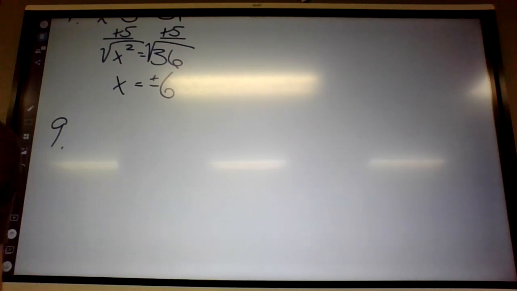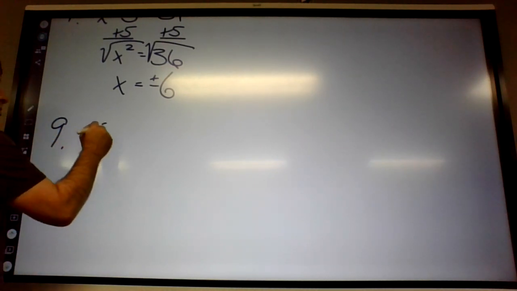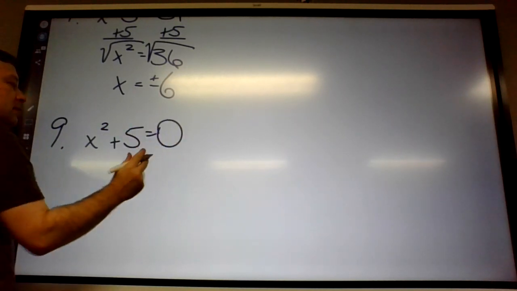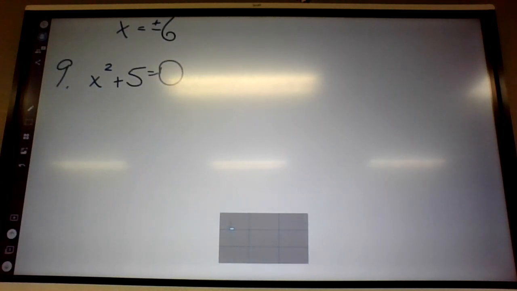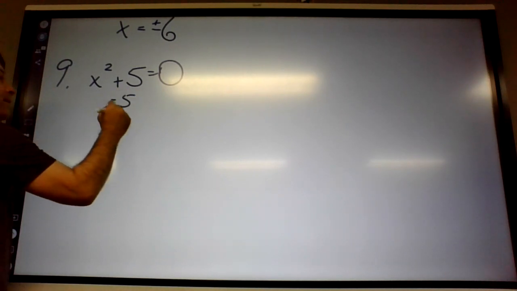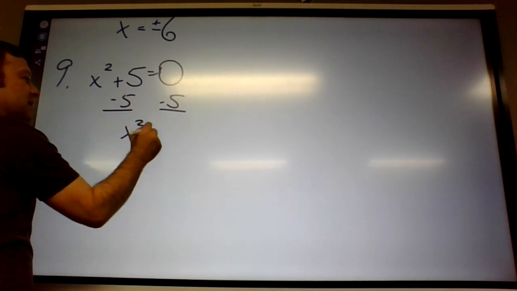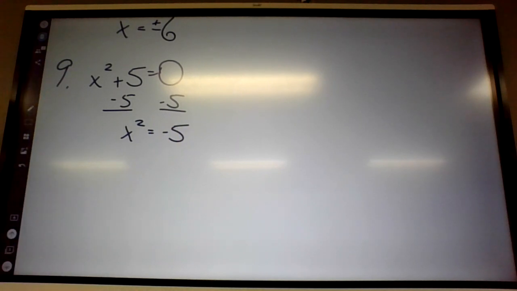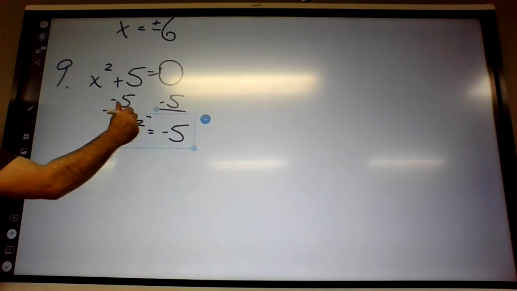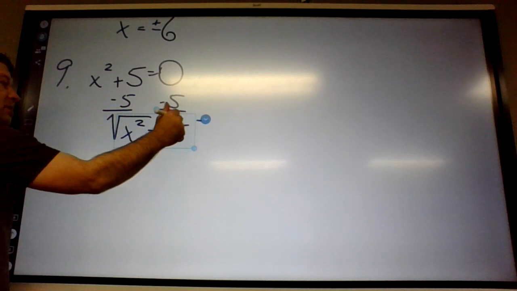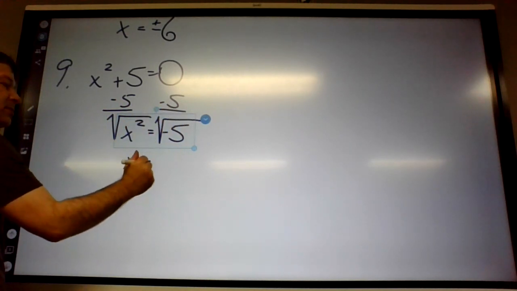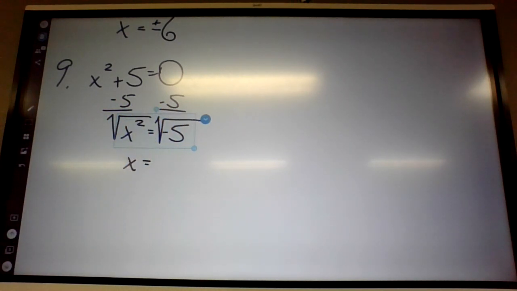Okay, number 9, x squared plus 5 equals 0. All right, Brianna, what do you think we should do here? Minus 5, yep. x squared equals negative 5. Now what should we do? How have we been getting rid of the square root? Okay, what is the square root of negative 5?